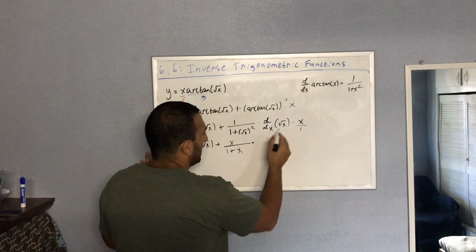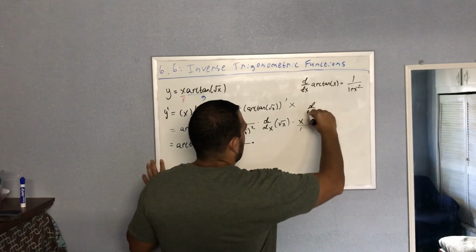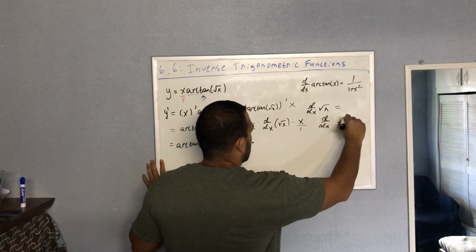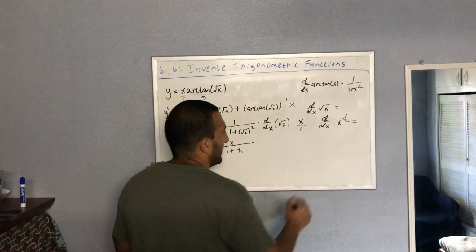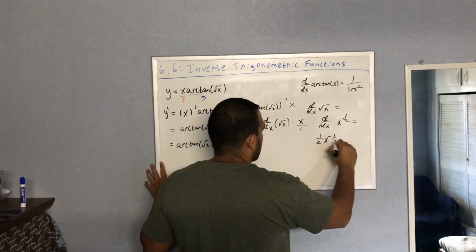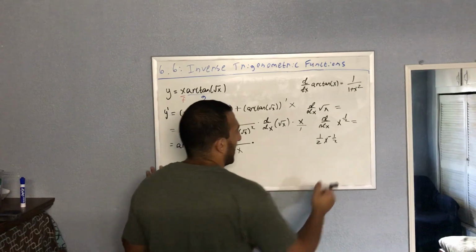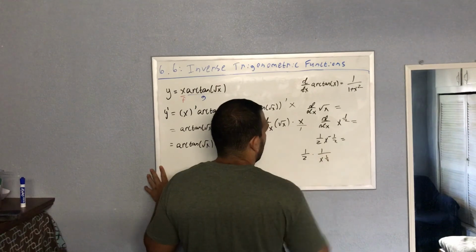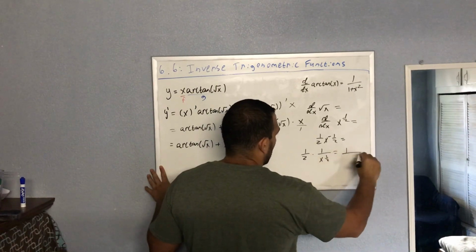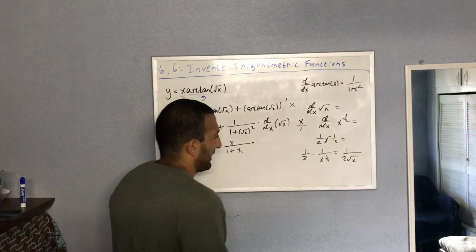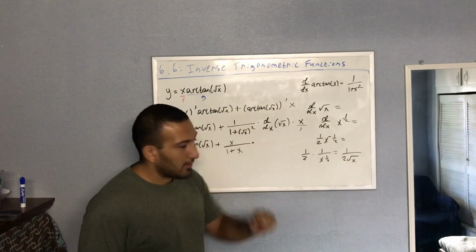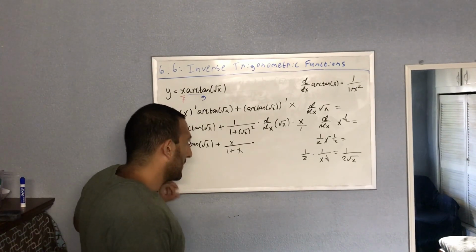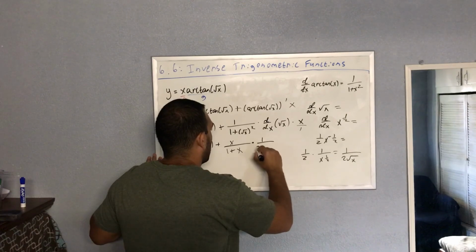And then the derivative of root x, remember, is the same as the derivative of x to the 1/2, which by the power rule is 1/2 x to the minus 1/2. But another way of writing that is 1/2 times 1 over x to the positive 1/2, which is 1 over 2 root x. This is the way that we will write it. So we'll multiply this by 1 over 2 root x.